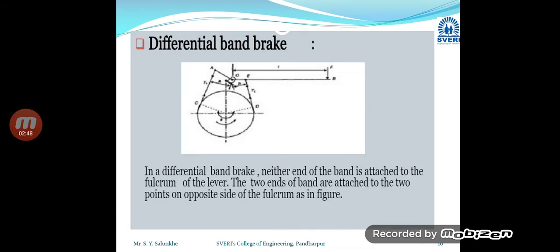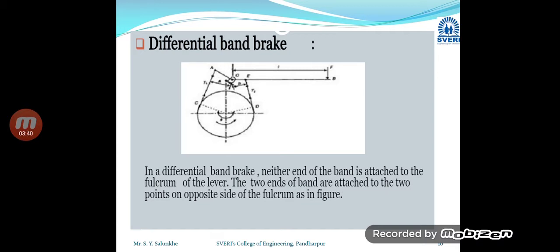Now the next type is the differential band brake. The difference between the simple band brake and the differential band brake is that in a simple band brake the band is always connected to the fulcrum, whereas in a differential band brake, the two ends of the band, rope or belt used as a band, are not connected to the fulcrum. They are connected at the extended part of the lever. This extension can be in a straight direction, in line with the lever, or it may be given some angle, so that we can multiply the applied force and get better results. In this case, the angle of wrap is also important.